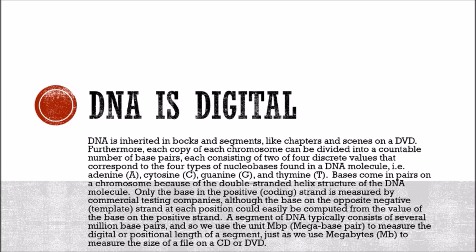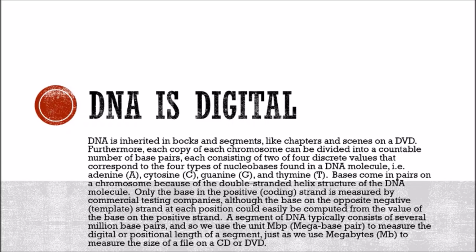So a segment of DNA typically consists of several million base pairs, and we're talking about the length of the segment now. So we use the unit megabase pair to measure the digital or positional length of a segment, just as we use megabytes to measure the size of a file on a CD or DVD. And a byte is something you can actually count. It's a 1 or a 0. Well, actually, a bit is a 1 or a 0. A byte is a certain number of those, but it doesn't matter. It's the same idea. And a base pair is the fundamental unit of a DNA molecule. So that's some background on the science of DNA. But the most important thing to get out of this is that DNA is digital.